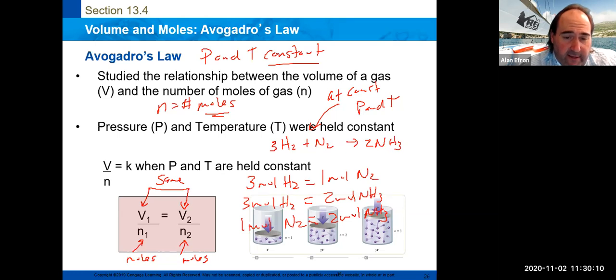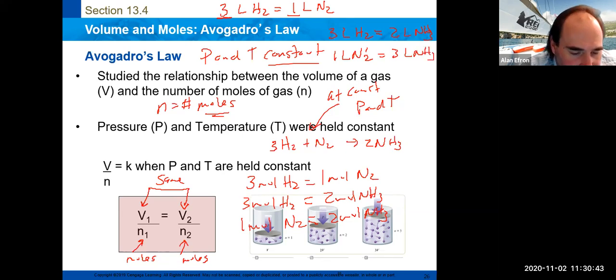We could say for every 3 liters of H2, we would need 1 liter of N2. It's basically the same as that mole-to-mole relationship, because under these conditions the moles and the volume change the same way. You could also say for every 3 liters of H2, you get out 2 liters of NH3, and 1 liter of N2 would give you 3 liters of NH3.